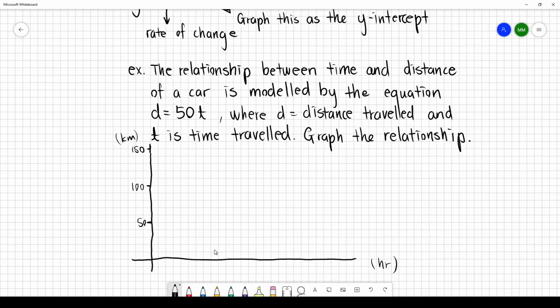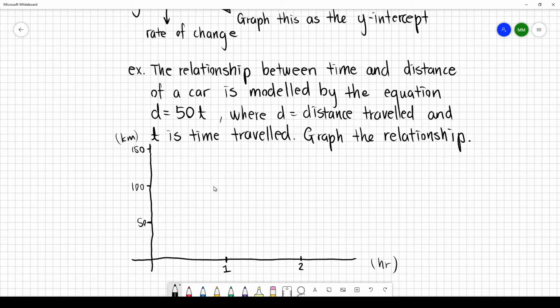So the increment for this may be 1, 2, 3, 4, 5, 6, 7, 8, 9, 10. So I'll say that this is 1 hour. And then 1, 2, 3, 4, 5, 6, 7, 8, 9, 10. It's 2. And it goes on. So the increments are different. When the increments are different, you want to label them.